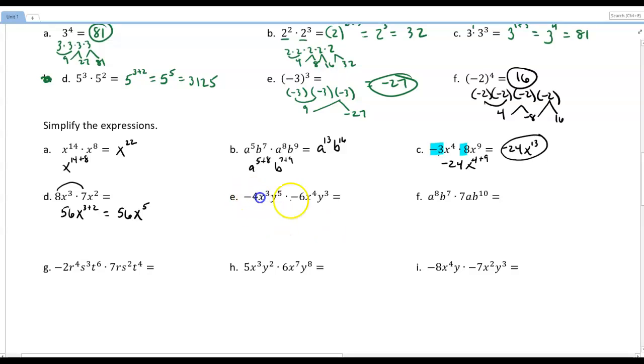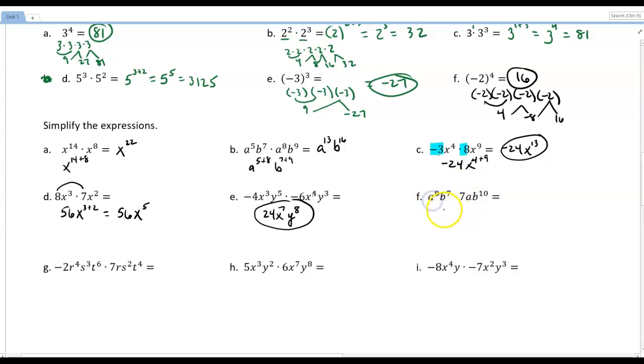Letter E, negative 4 times negative 6 is 24. When I multiply the x's, add the exponents, 3 and 4 would give me 7. Y to the 5th times y to the 3rd would give me y to the 8th. Okay?